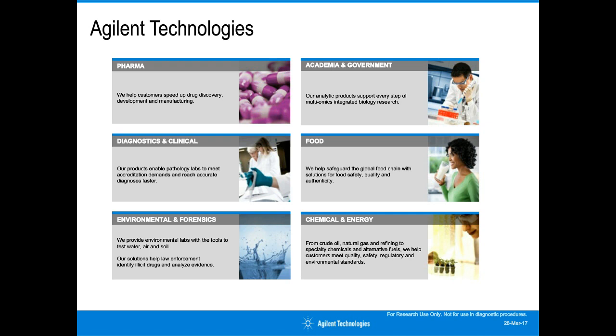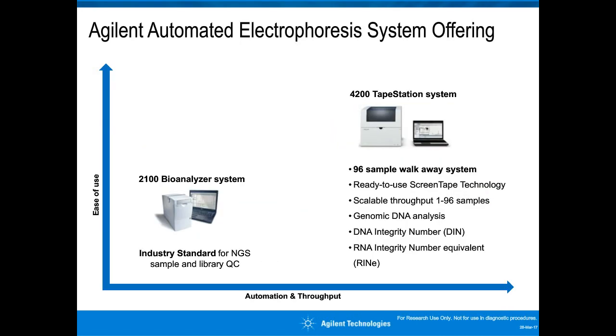The Agilent automated electrophoresis system offering comprises the 2100 Bioanalyzer and the 4200 TapeStation system. For both platforms, the key application is the quality control of nucleic acids. The Bioanalyzer is a very well-established system that is based on lab-on-a-chip technology, developed as a standard for the quality control of RNA samples as well as next-generation sequencing libraries.